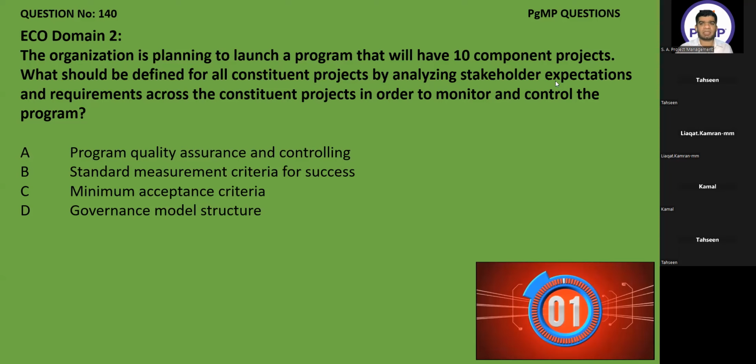And analyzing the stakeholder expectation is not important for us. So the question is actually what should be defined for all constituent projects in order to monitor and control the program. That is the actual question. Okay, Tehsin Saab. So number 1 is program quality assurance and controlling. Kamal Saab, why do you think A is correct?